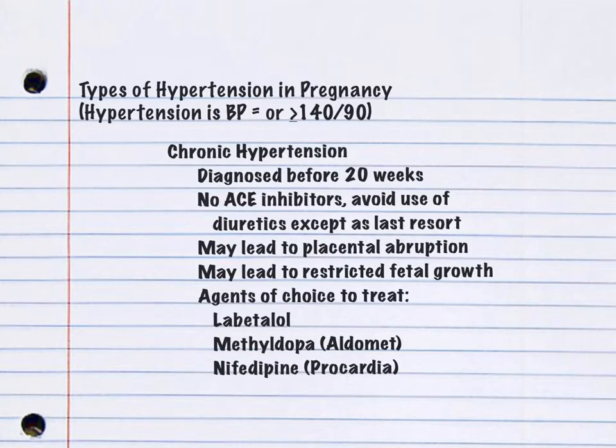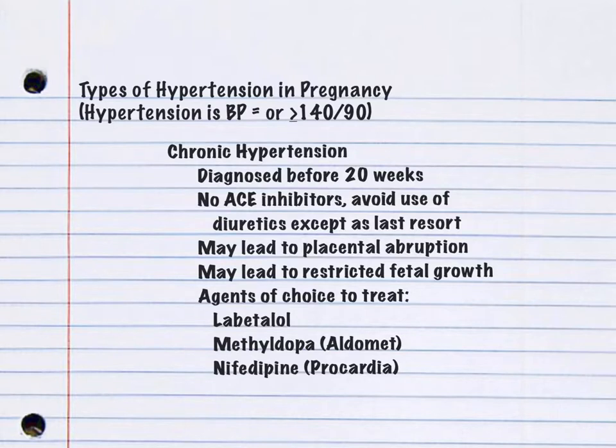We're going to talk very briefly about chronic hypertension. Most of our discussion of hypertensive disorders of pregnancy will focus on preeclampsia and eclampsia. And that is most likely what you'll see on exams and on ATI and on your NCLEX in terms of pregnancy and hypertension. But we will talk very briefly about chronic hypertension because it's a problem that we're seeing more frequently. It is hypertension that's diagnosed before 20 weeks.